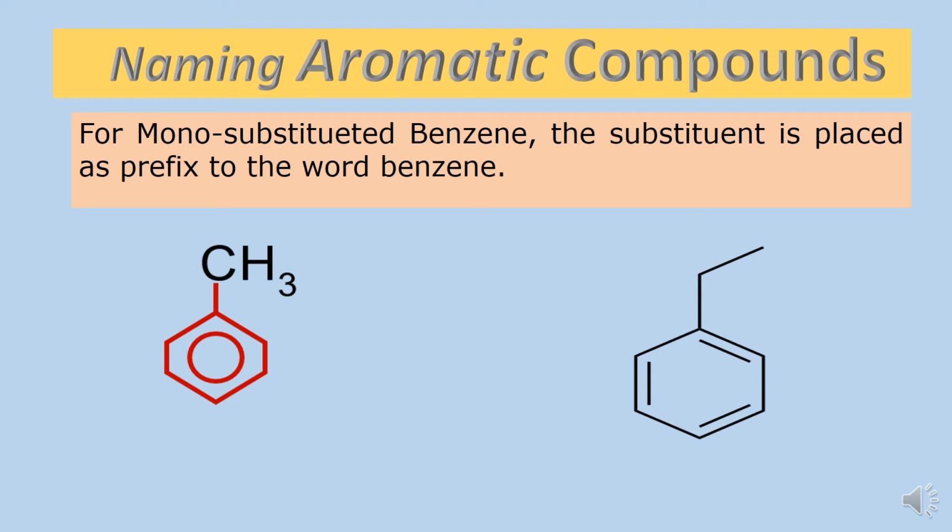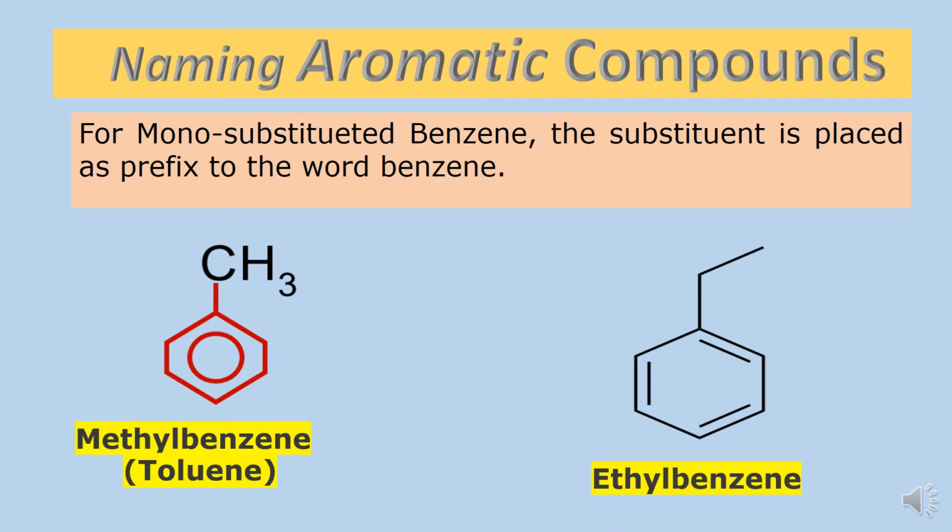Next, how to name aromatic compounds. If the compound contains a substituted benzene ring, and the substitution is a normal alkyl group, the prefix alkyl is added to the word benzene, as IUPAC has recommended the name benzene for this simplest aromatic compound, and all compounds are named as derivatives of benzene. So the first compound will be named methyl benzene, popularly known as toluene, and the next compound is called ethyl benzene.